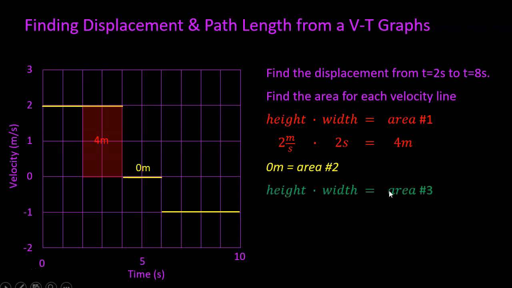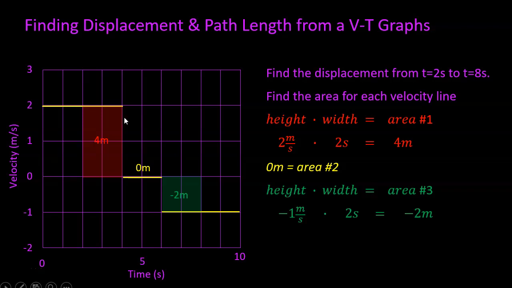Let's go ahead and look at area 3, the height and width of area 3. Well, we start at this third velocity line, but our 8 seconds comes before the end of the velocity line. So we're only interested in finding the area between the time axis and the velocity line for this section, 6 seconds to 8 seconds. And the reason for that is we were just asked to find the displacement to 8 seconds. And when we do this, we have a height of -1 meter per second, a width of 2 seconds, and that gives us an area of -2 meters.